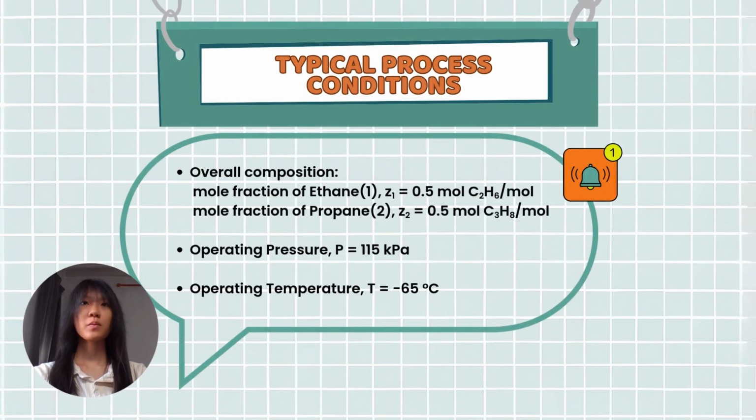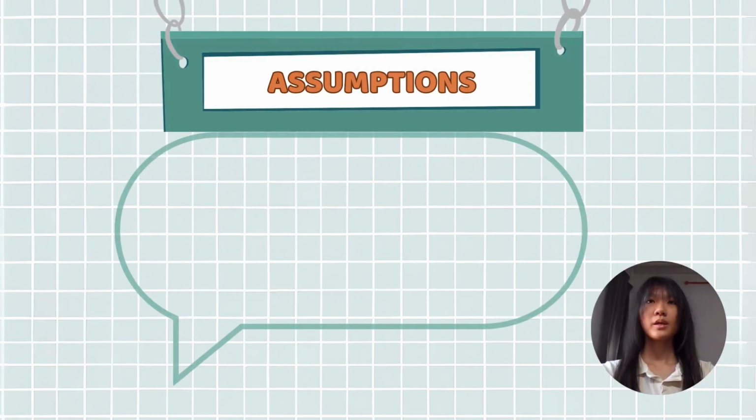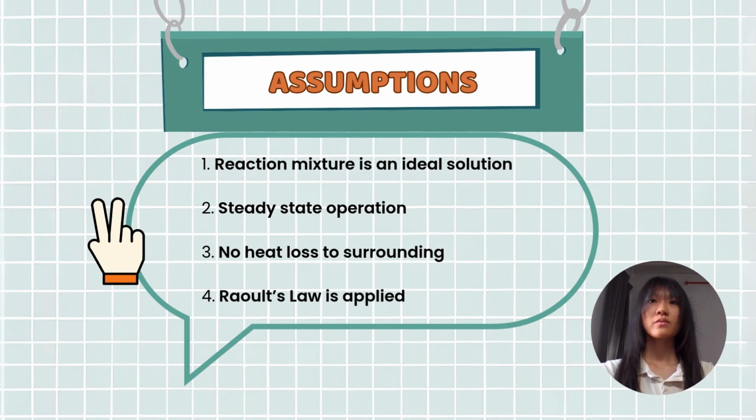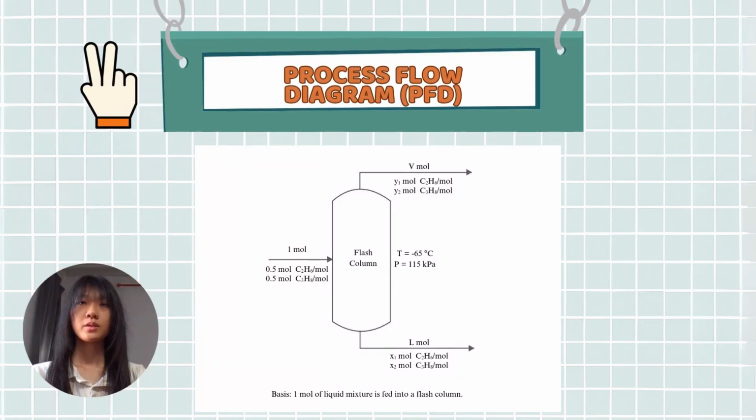So we can conclude the typical process condition. First, the overall composition. The mole fraction of ethane is 0.5 and the mole fraction of propane is 0.5 because we take equal molar for both species. Next, the operating pressure is 115 kilopascal and the operating temperature is negative 65 degrees Celsius. Here are some assumptions. First, the mixture is an ideal solution. Next, it is in steady state operation. Third, no heat loss to surroundings, and fourth, Raoult's law is applied. So this is a simple process flow diagram that we drew to have a better understanding of our project.